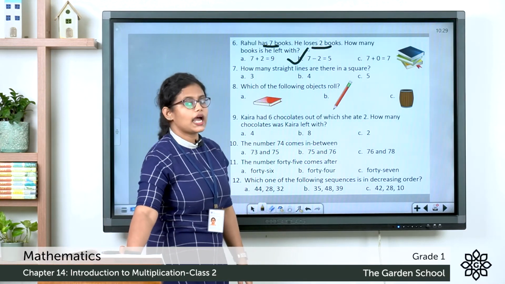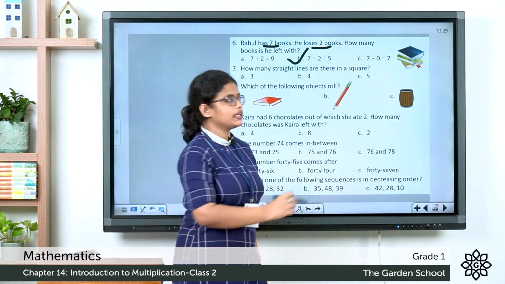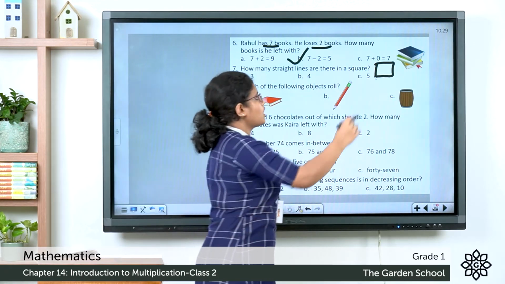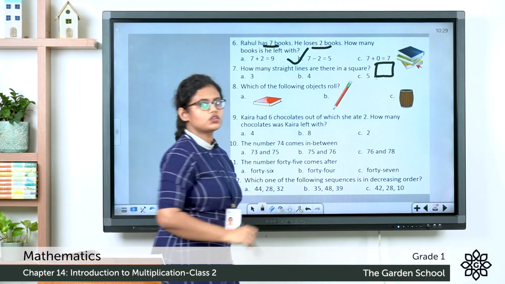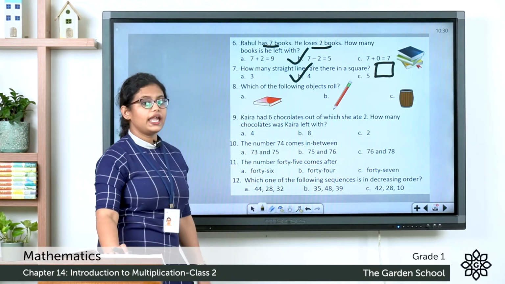How many straight lines are there in a square? So, let's draw a square here. How many straight lines? 1, 2, 3, 4. So, what is the answer? 4. What about the eighth one?